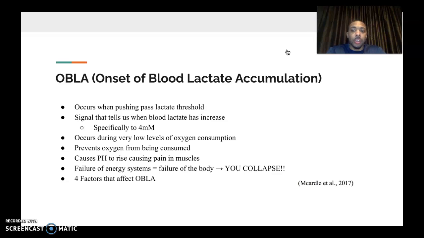This causes your pH in your body to change and causes pain in muscles. And in some cases, it can cause failure of energy systems, so your body cannot produce any more energy because there is so much blood lactate accumulation in your body, and then your body goes into failure. And if your body goes into failure, you therefore collapse.